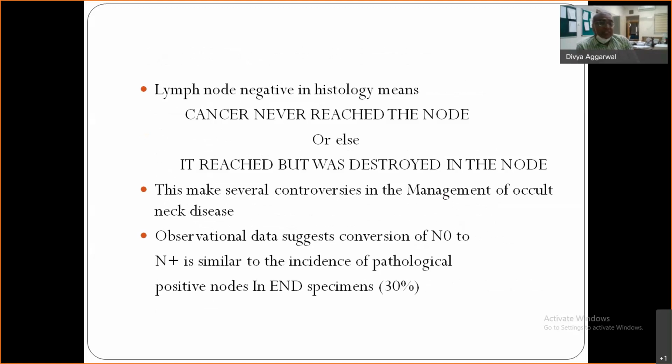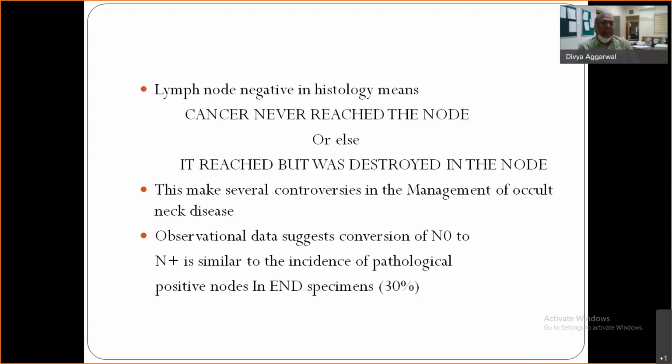Lymph node negative in a histology. What does it mean? That either the cancer has not reached the node or else it reached but was destroyed in the node, either by some immunological process or any other process. This creates several controversies in the management of occult neck disease. Observational data suggests that conversion of N0 to N plus is similar to the incidence of pathologically positive nodes in elective neck dissection specimen.